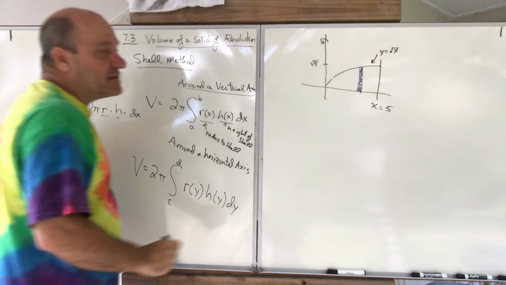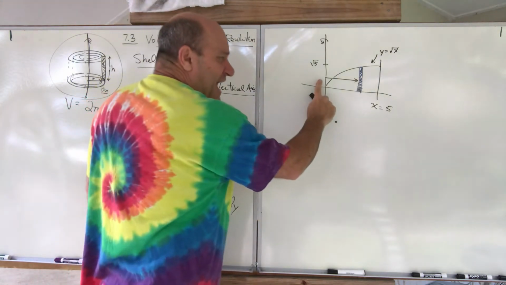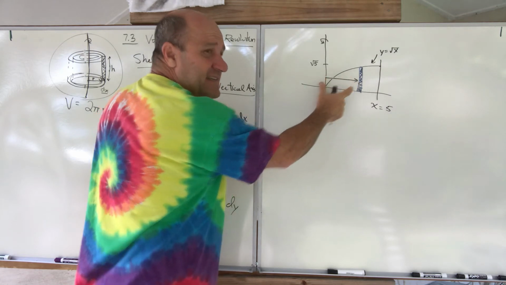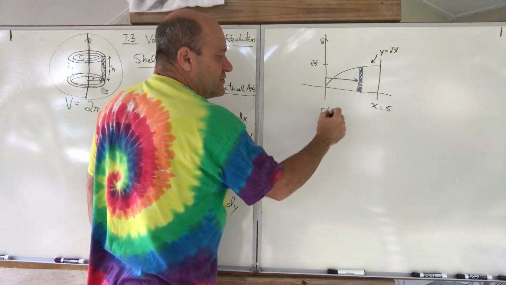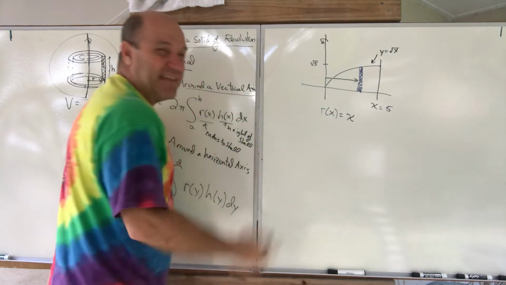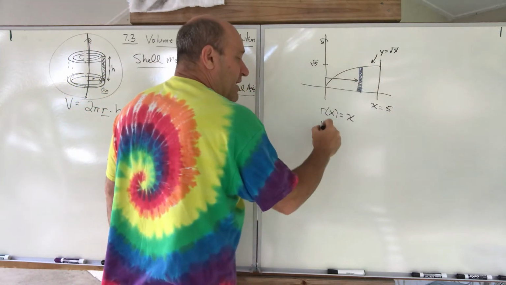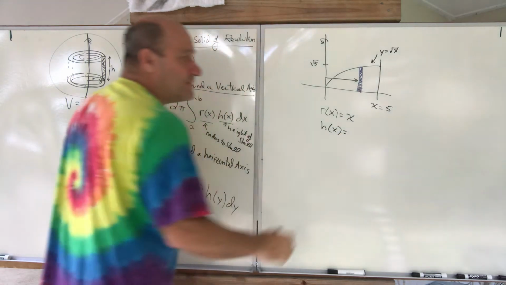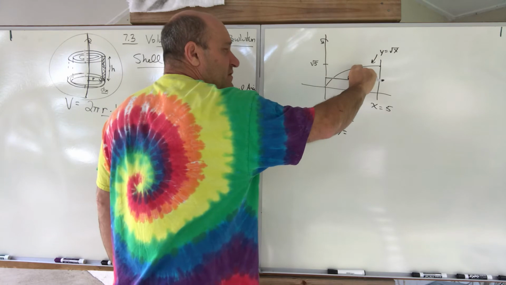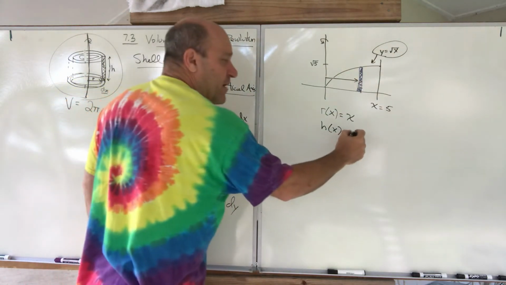And I need two things. I need the radius to that shell. Well, from the y-axis over to this arbitrary place, that distance is x. So the radius to the shell is a function of x, and it's very easy. It's just x, and that's very typical. The height of the shell is the height of the shell, and guess what it is? The height of the shell changes. If it was here, it'd be a little shorter. Here, it's a little taller, but what it is, it's that y value. It's the function square root of x.